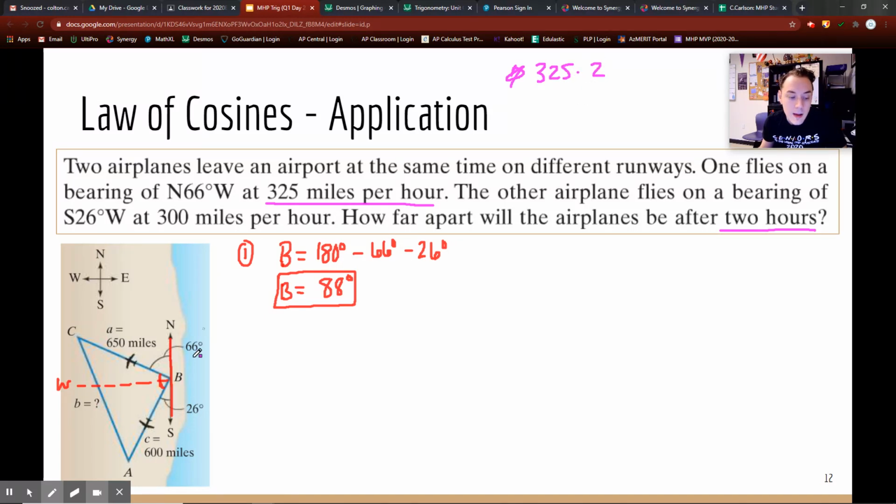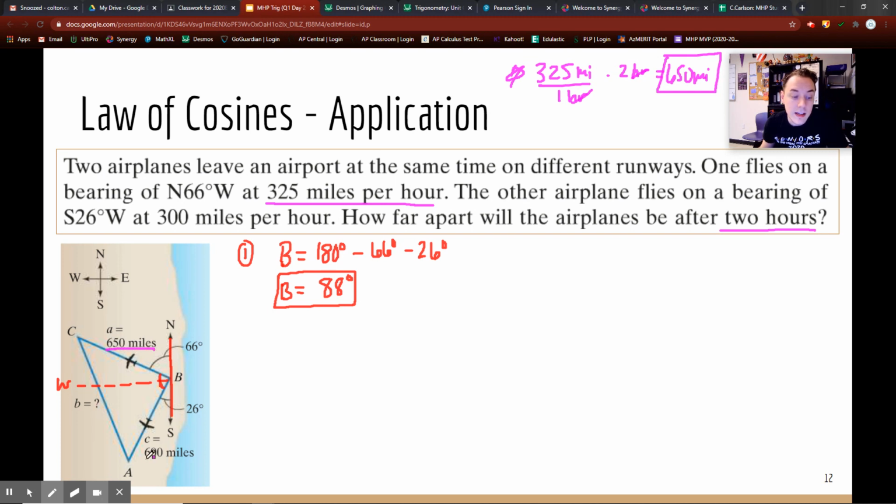Why? Because this right here, 325, is miles per hour, yes? So this is miles per 1 hour. I can multiply this times 2 hours, and then the hours go poof, and so I'm left with 325 times 2, which of course is 650. So 650 miles, and that's why I have 650 miles there.